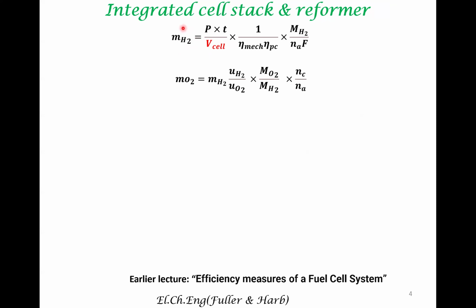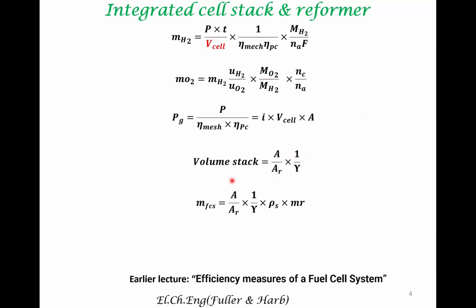Once you know the mass of hydrogen, it automatically fixes the mass of oxygen that is being utilized. And the power of the fuel cell can also be obtained. All these things have been clarified in some previous lectures. So the volume of the stack can also be known once this ratio, that is the active area of the electrode to the overall area of the stack, is known, and the fuel cell pitch, the pitch of the stack.